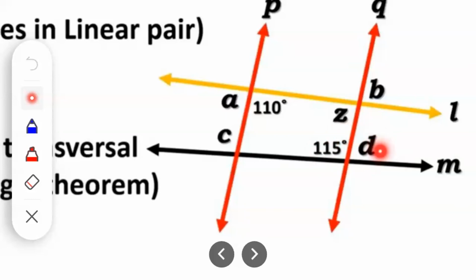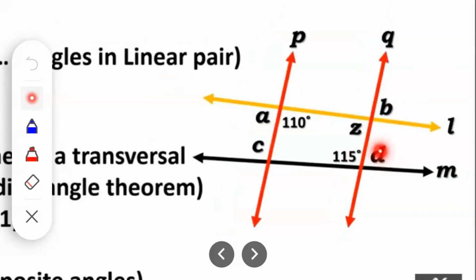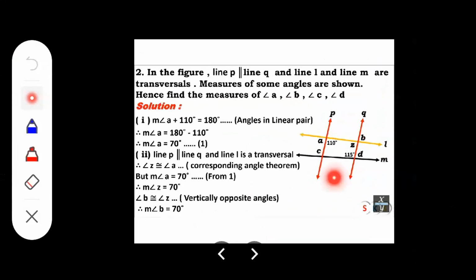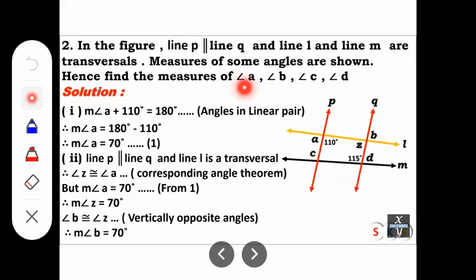By observing the figure, we decide how to write the solution. Now do the calculation for each angle. Angle A: the measurement of angle A plus 110 degree equals 180 degree, angles in linear pair.